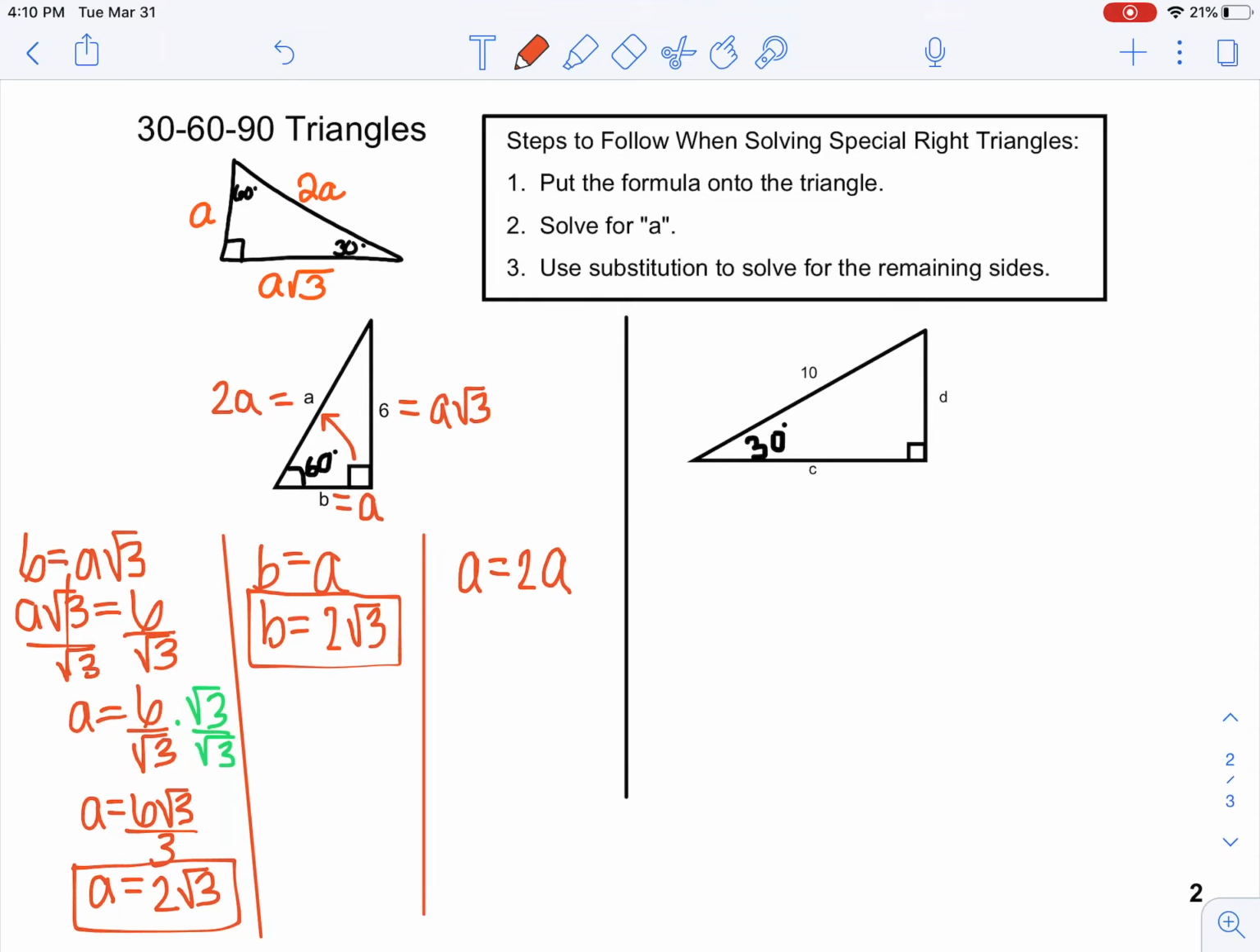So for this problem, remember the hypotenuse was called A to begin with. So we're not going to substitute it in on the left side. We're going to sub it in to our formula, the 2A. So we would say A equals 2 times 2 root 3. 2 times 2 root 3, we just multiply those 2's that are in front, and we get 4 root 3.